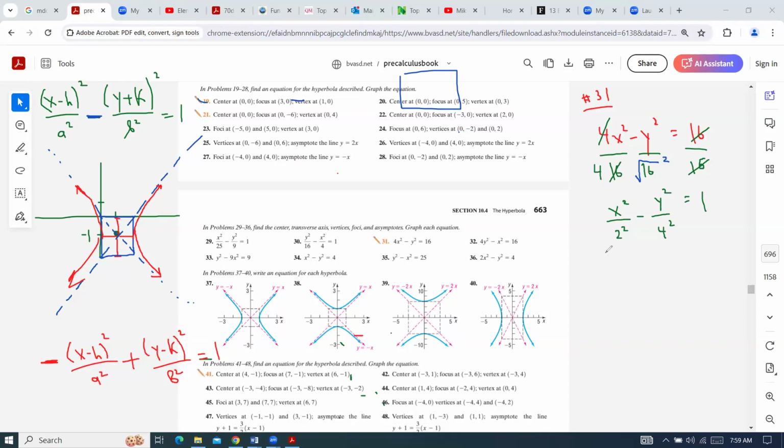So to graph, I need to get a center. And notice that center will be the origin, right? 0, 0, because we don't subtract anything here. So it's x minus 0 and y minus 0. That's convenient. So if I want to graph it, I can put the 2 to the left and to the right. And then 4 up and down somehow. So I get this rectangle.